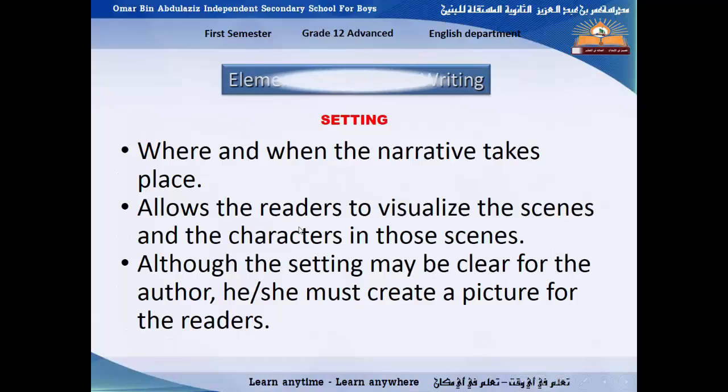Now let's talk about the setting of the story. Ask yourself two questions. Where does the story take place, and when does the story take place? The answers for these two questions mean the setting of the story. In other words, the setting means the place of the story and the time of the story.